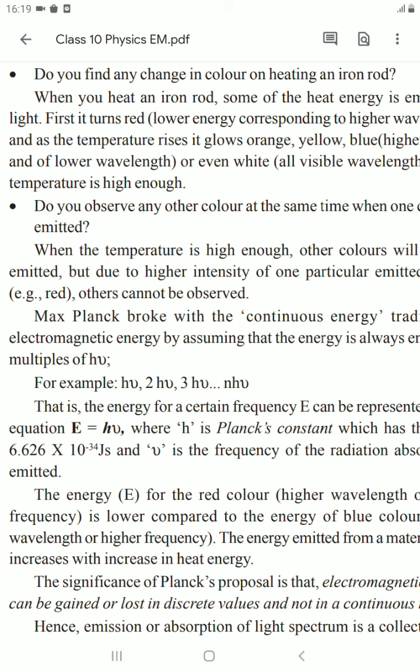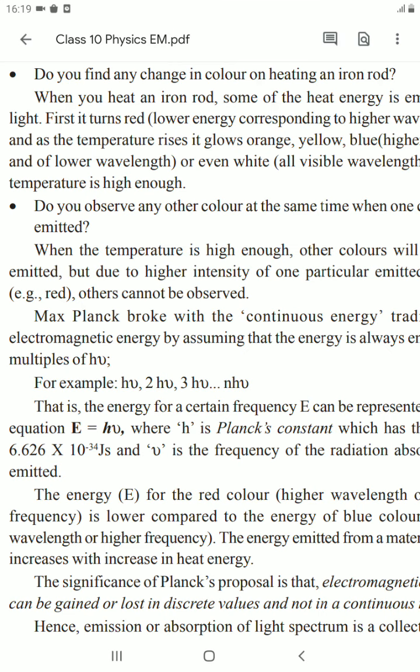Multiples, do you know multiples? For example, if you want to write the multiples of 3: 3 ones are 3, 3 twos are 6, 3 threes are 9, 3 fours are 12, like that. Those are the multiple forms. So here multiples of hν means 1 hν, 2 hν, 3 hν, 4 hν, like that. Those are not in a continuous manner. The emitted energy from the object will be in the multiple form.